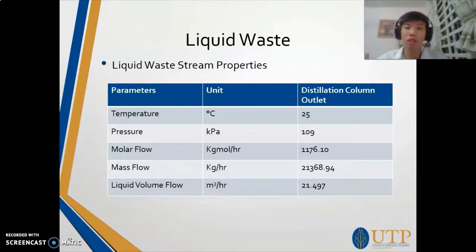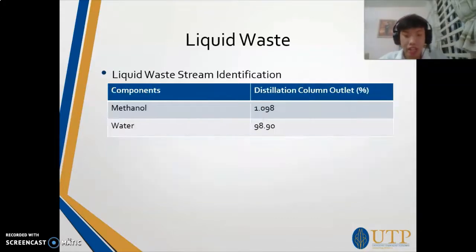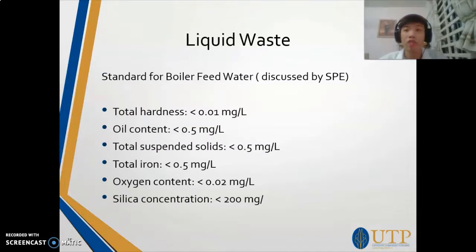Moving on to the liquid waste strategy, we first started with the identification of the liquid waste stream properties through the distillation column outlet as tabulated over here. And we move on to the stream identification, where we identify the component, which is methanol, at 1% in this stream. So based on that, we move on to getting the standard for the boiler feed water discussed by SPE, which means that the liquid waste being treated must meet these requirements before being discharged into the environment.